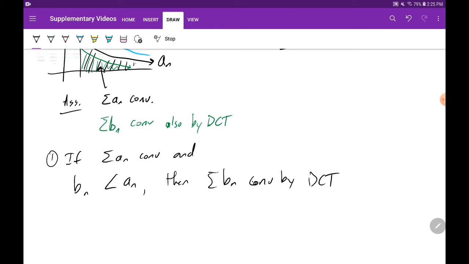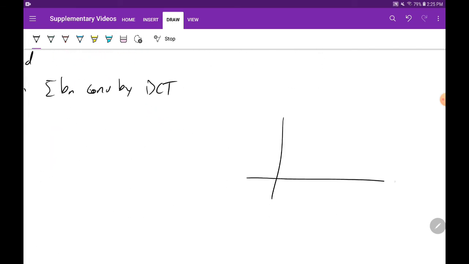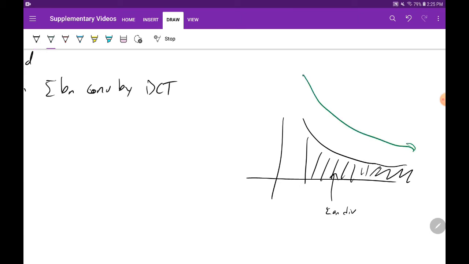DCT. The second half of DCT is, you guys can probably guess, if the sum of A sub n diverges, okay, think back to the picture. I'll just draw the picture here, right? If now the sum of A sub n diverges, then we know that anything that falls above will also diverge. If you guys remember, this was the picture I drew in class. And then, of course, anything that falls below is inconclusive.